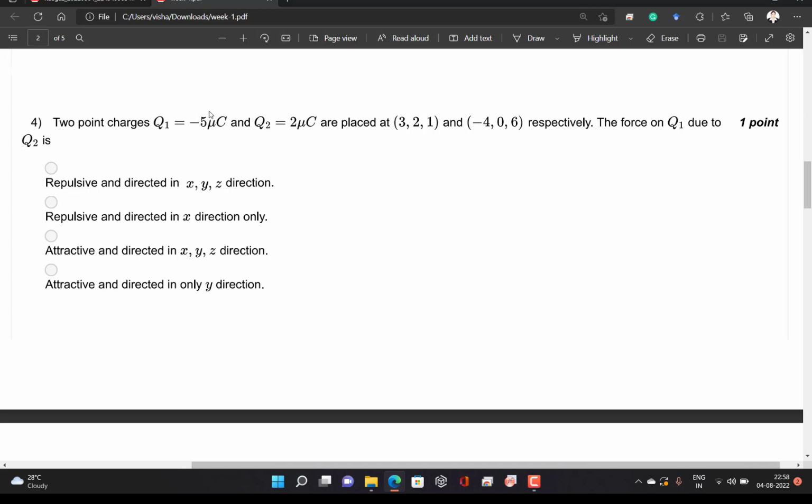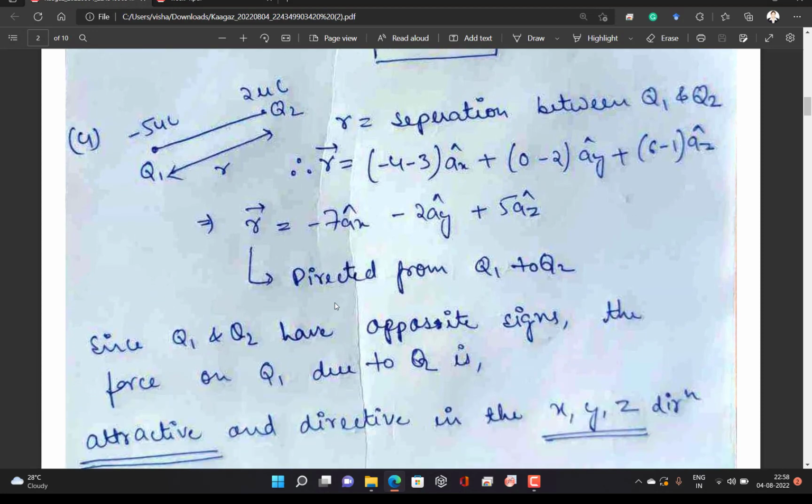Q1 has a negative charge and Q2 has a positive charge, and they are placed at two different points, one at (3, 2, 1) and the other at (-4, 0, 6). So we know that Q1 and Q2 will have an attractive force between them, since their signs are opposite to each other. Okay, for the next part, let's try to solve.